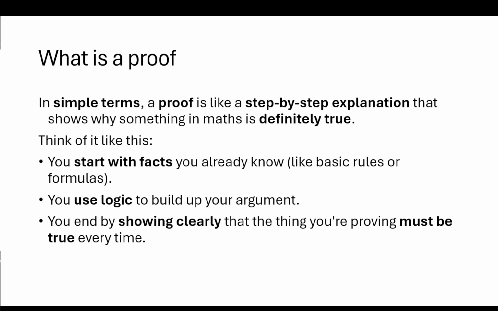So the way a proof normally works, you start off with the facts you already know, so the basic rules. For example, if n is even, how would you write it? You can write n equals 2k, where k is an integer, so n can be any even number. That's what it means by starting with the facts that you already know. Then you use logic to build up your argument, showing clearly at the end that it happens for every single n, for example.